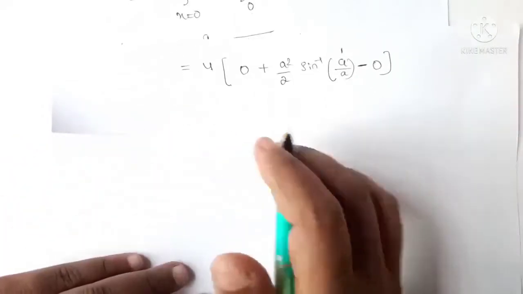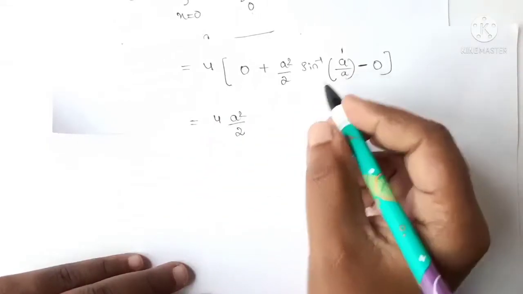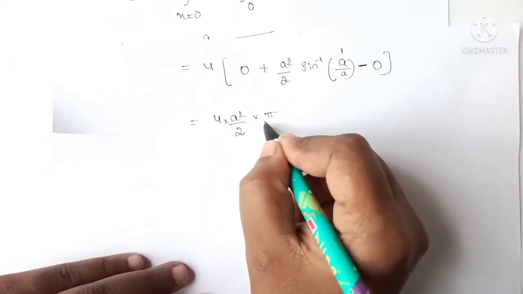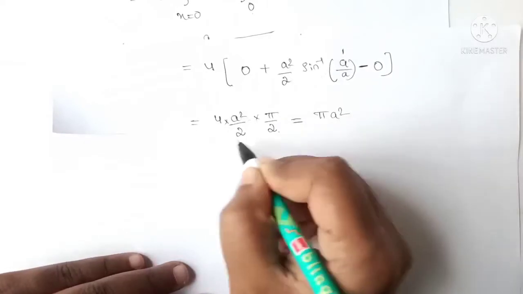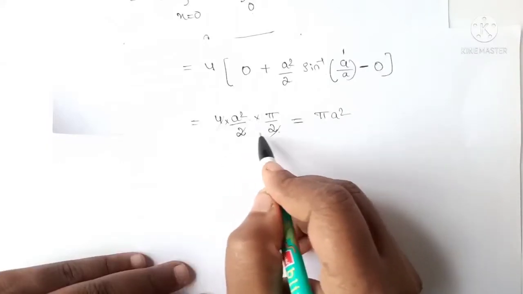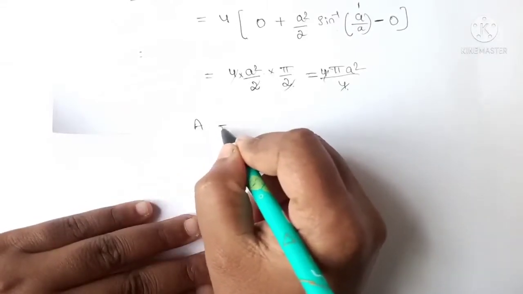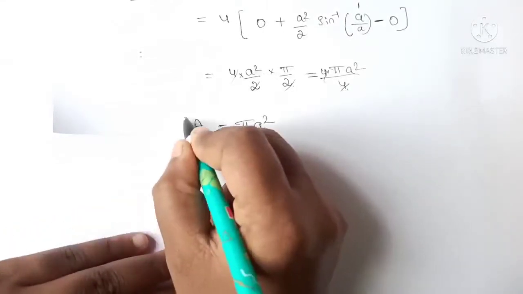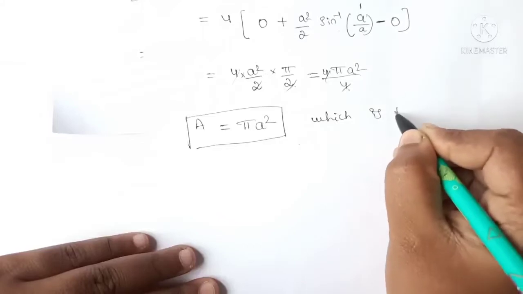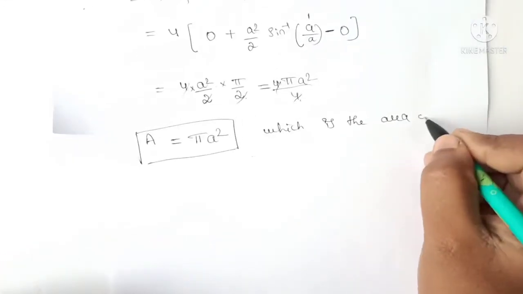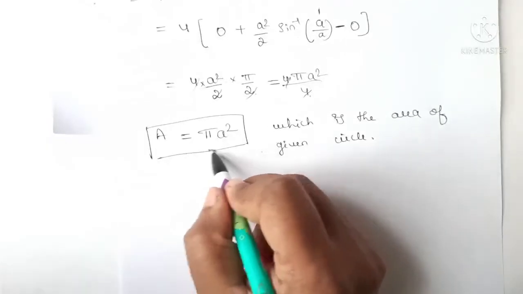Therefore we get 4 a square by 2 sine inverse of 1, which equals pi by 2, so we get pi a square. This 2 into 2, 4 cancels, or you can write 4 by 4 cancels. Thus the area of the given circle is pi a square, which is the required proof. So this we have proved by the double integration.